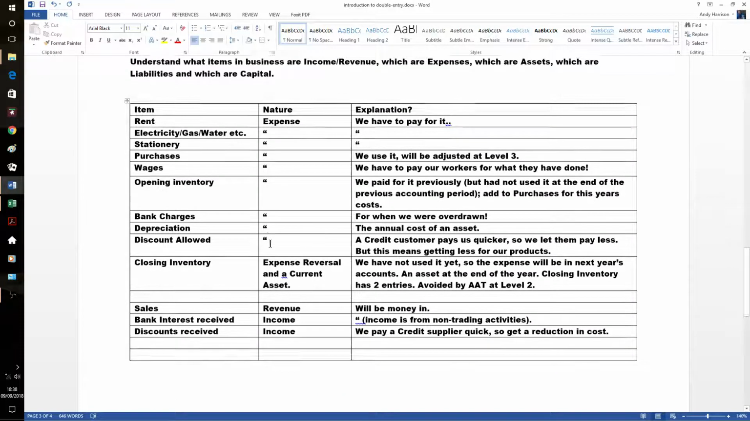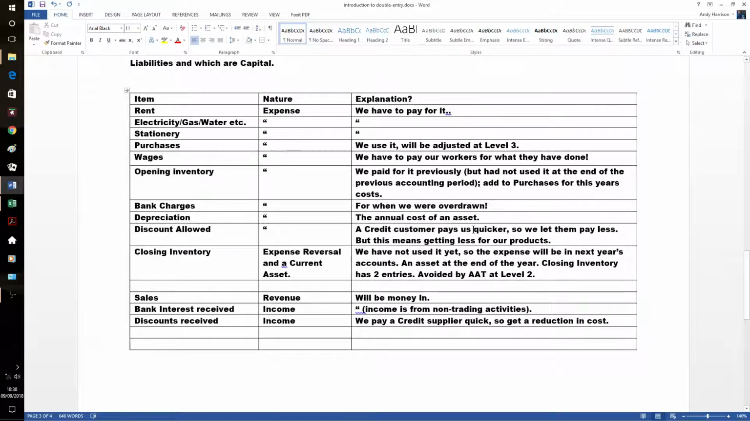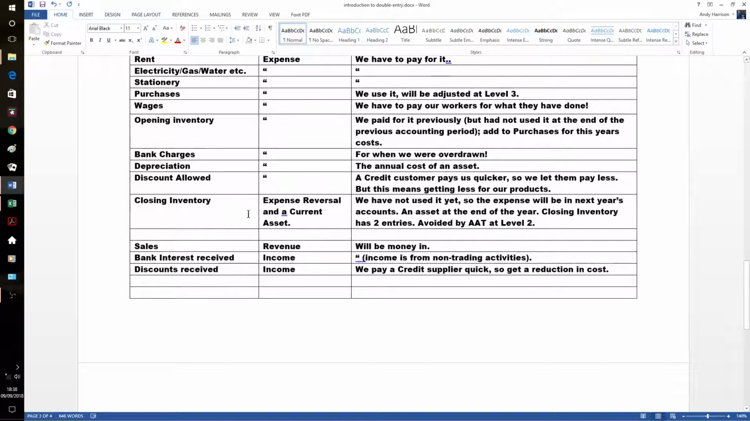It's an accounting adjustment. Discounts allowed causes more of a problem for students. A credit customer pays us quick, so we let them pay less. Well, it's okay letting somebody pay £9 when they owe you £10, but that £1 is the expense it costs you. And then closing inventory, not much in this on level 2 hopefully. These are actually adjustments, so they're not from the ledger accounts.